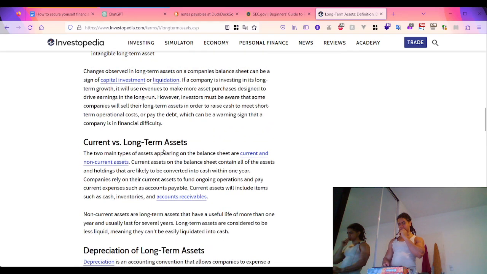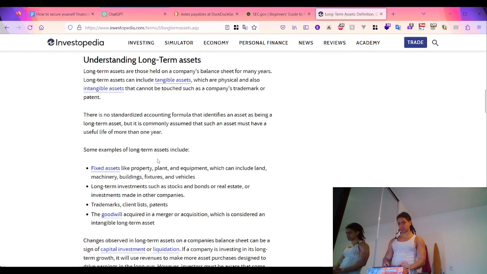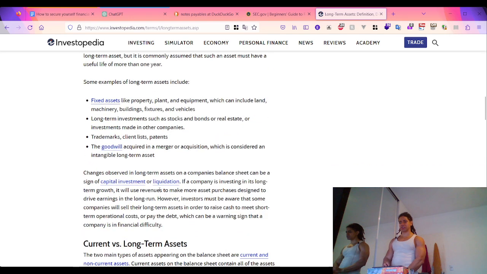Current versus long-term asset. Some examples of long-term assets include property, plant, and equipment, which can include land, machinery, buildings, fixtures, and vehicles. Long-term investments, such as stocks, bonds, or real estate, or investments made in other companies, or intangible assets. The goodwill acquired in a merger or acquisition is considered an intangible long-term asset.